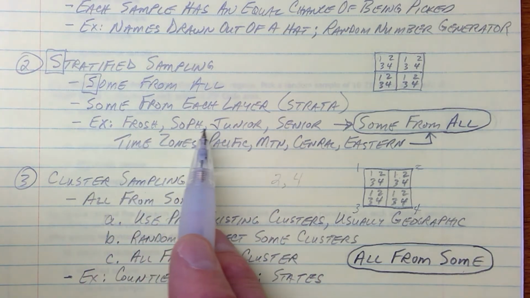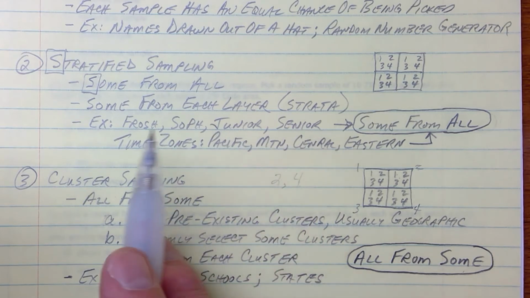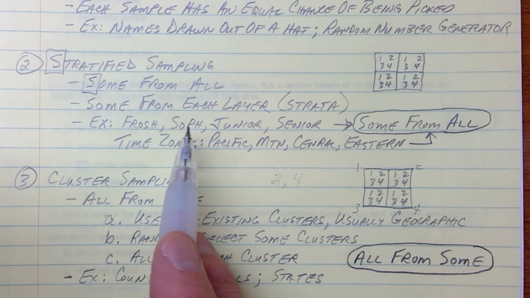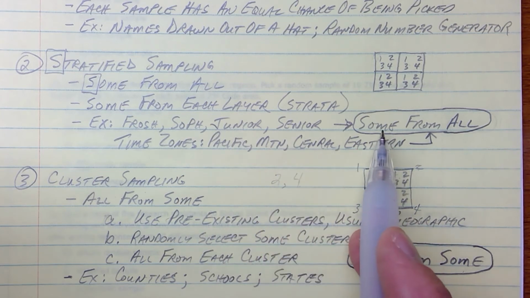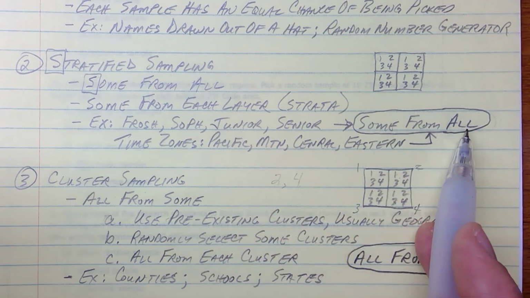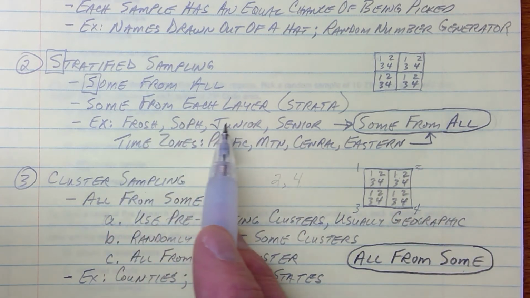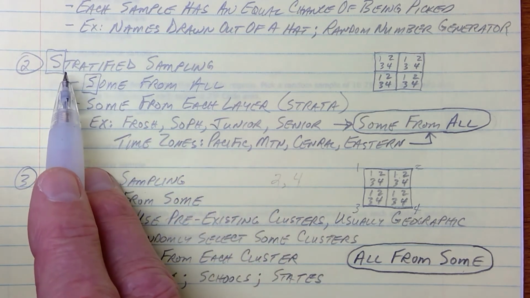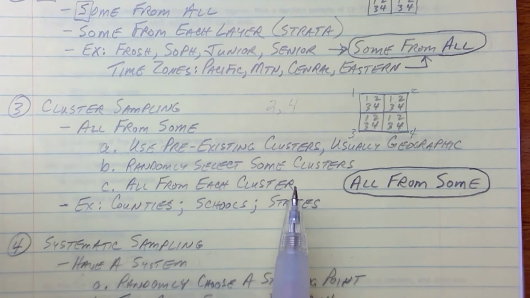But I don't have time to interview all 20,000 students at the university. Maybe I have time to do 100 freshmen, 100 sophomores, 100 juniors, and 100 seniors. Well, that's some from all of the layers. That's some from all of the strata. 100 students from each layer, all right? So some from all. That's stratified. You can also use time zones as well, all right?